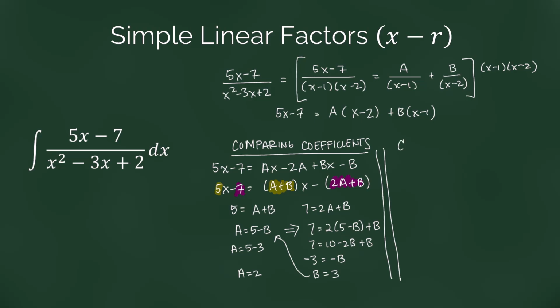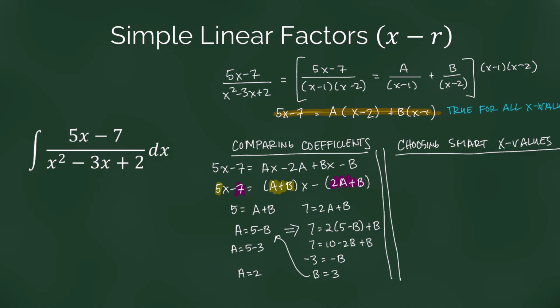The other method we're going to use involves choosing smart x values. This is a shortcut that doesn't always work, but when it does, it's quick and handy. So the idea here is that our original expression, 5x minus 7 equals a times (x minus 2) plus b times (x minus 1), has to be true for all values of x.